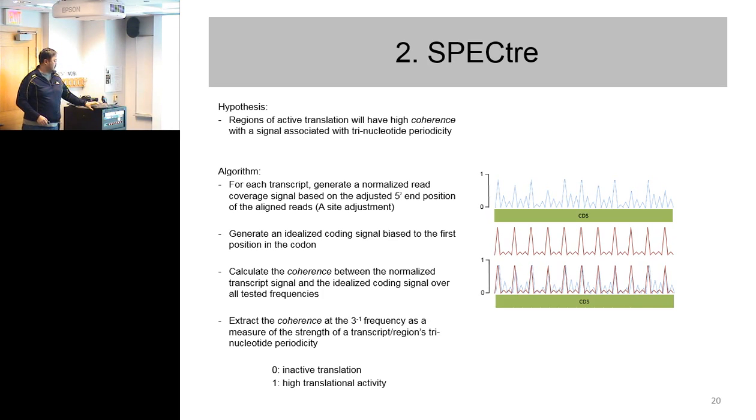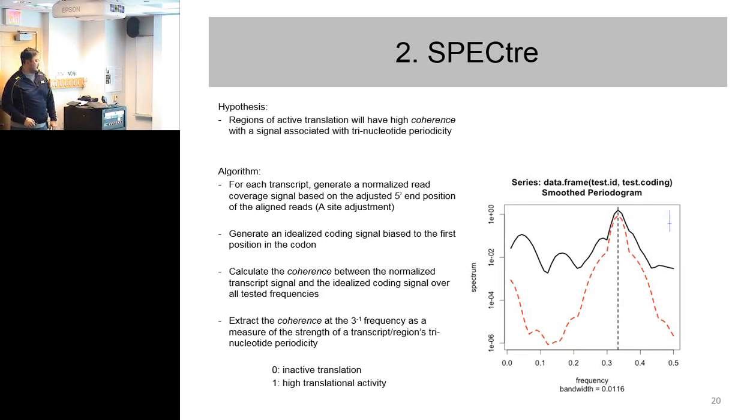Yeah, so what we then get is the coherent signal across the various frequencies that are tested. And what we extract then is the coherence at the, this is plotted as the inverse frequency, so 0.33 corresponds to that 3 nucleotide periodicity frequency. So regions with perfectly inactive translation should be 0, very low should be skewed towards 0. Higher translational activity should tend higher, or closer to 1.